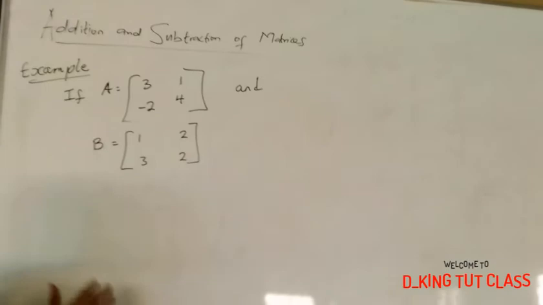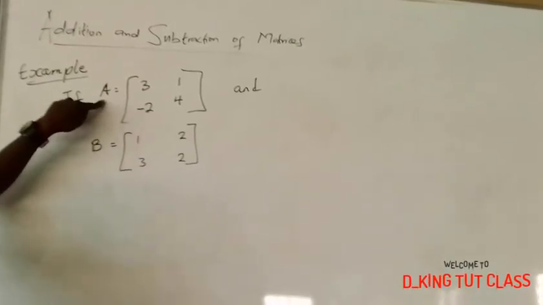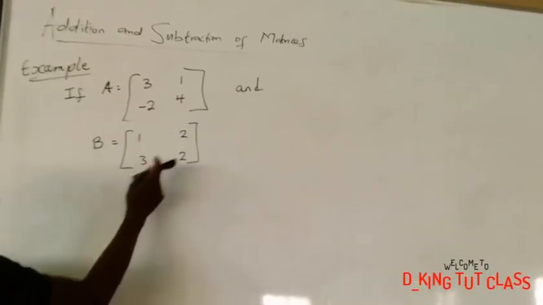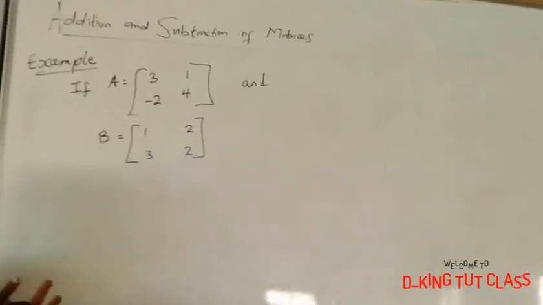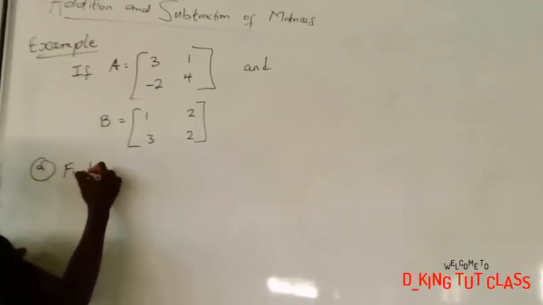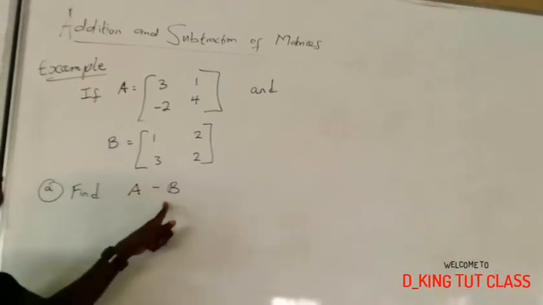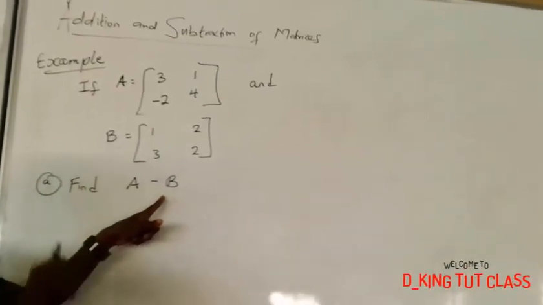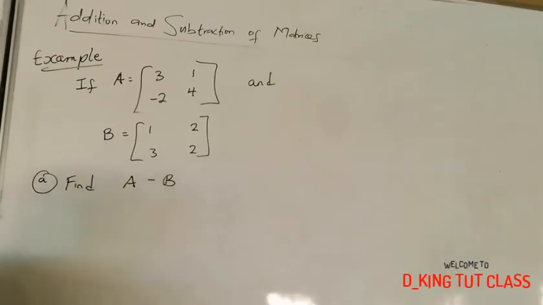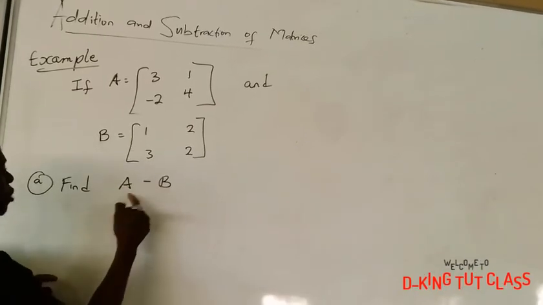Alright, so let's look at the subtraction part of it. We're given two matrices in this case. The first is the matrix A: 3, 1, minus 2, 4. Then the matrix B: 1, 2, 3, 2. In subtracting, take note. The question is to find A minus B. Now take note of this. It is A minus B and not B minus A, because B minus A is not commutative with A minus B. Hope you understand that. Meaning, you need to take note of whatever the question says. So it is A minus B.